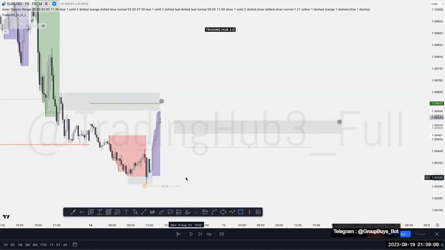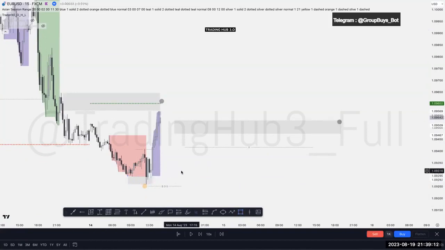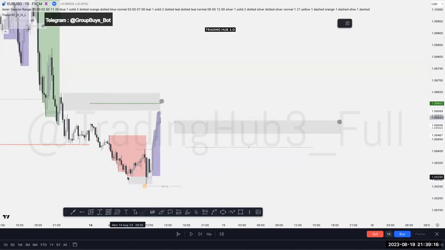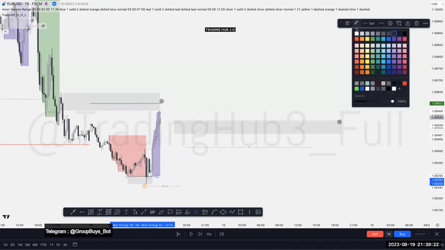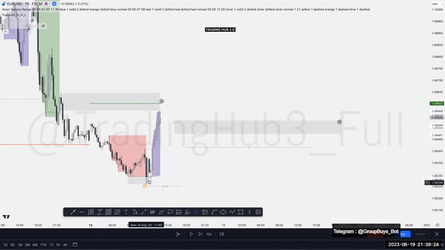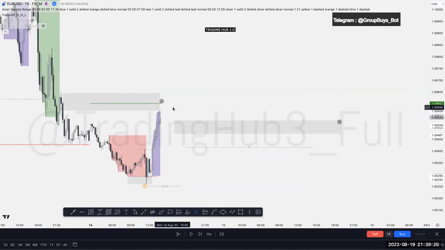What is this? This is our hidden demand zone. Why? Because the previous low right here is taken out, and it mitigates this one, and then the market went up. And why? This is our two additional confirmations.